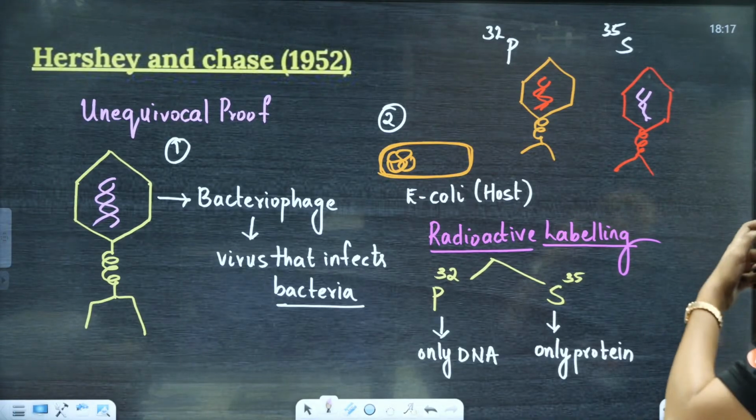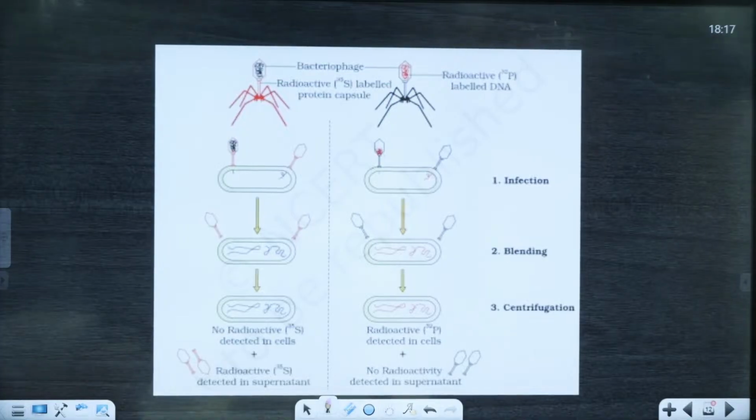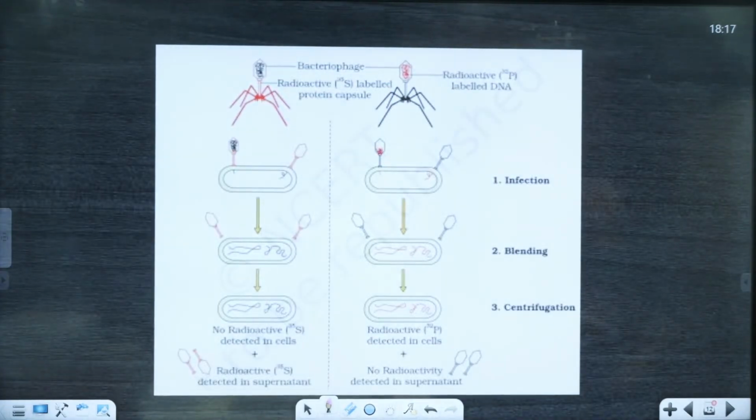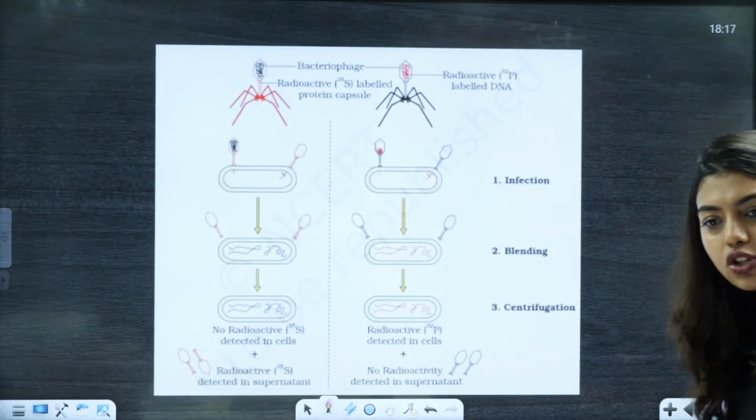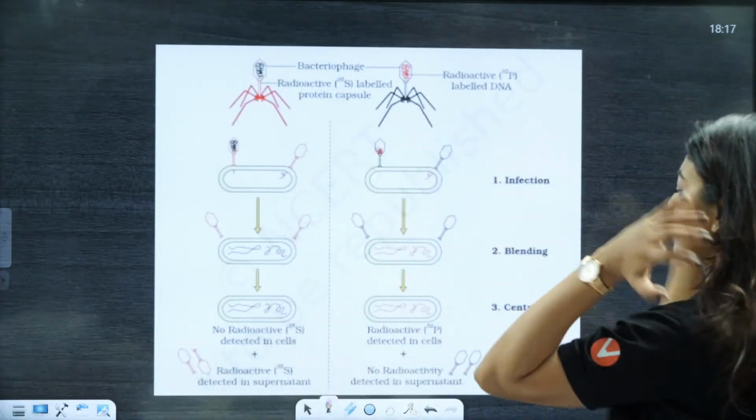Okay, now let's see here. I need to reduce the brightness. Is it visible, students? It's almost visible. It will not be visible that much because the light is very low here.